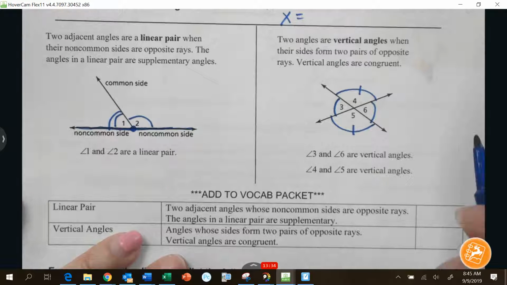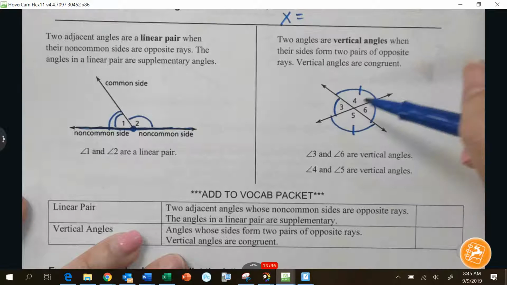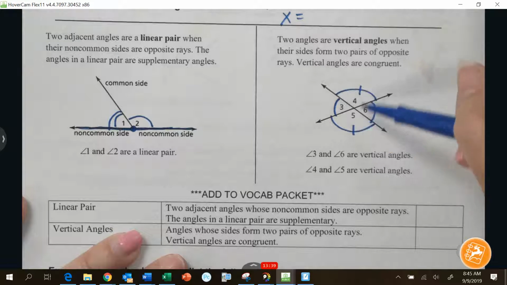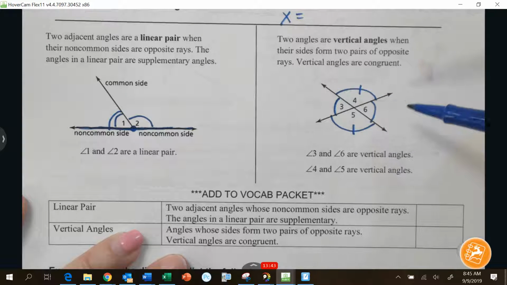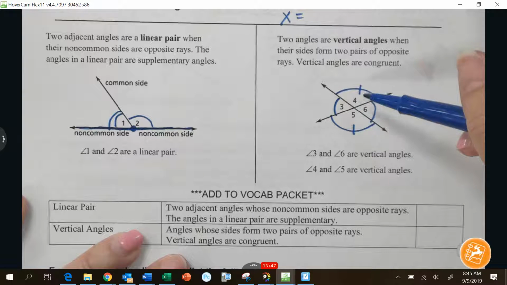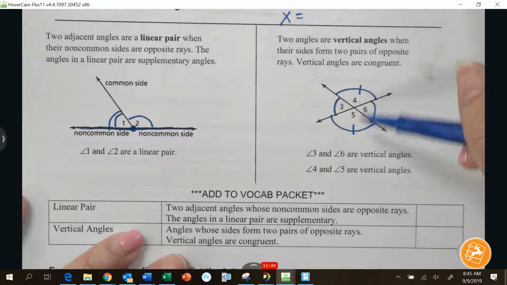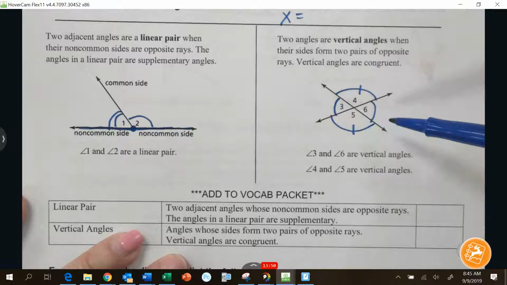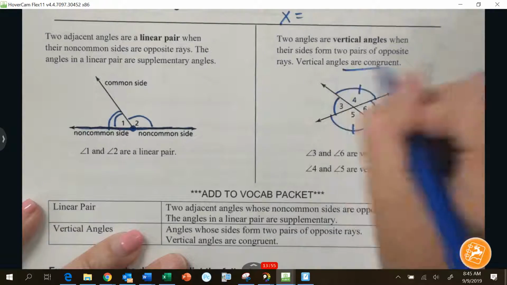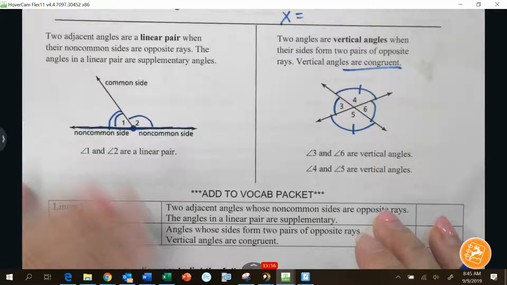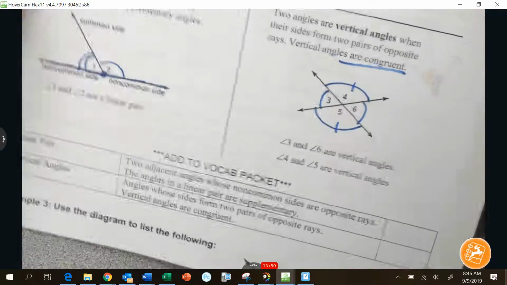Now, something really special about vertical angles is if they are across from each other, if they are opposite each other like this, they're vertical angles, they're also congruent. So when I marked these, I marked them with congruent marks. See, 4 and 5 have the same congruent marks, and 3 and 6 do. So they are congruent. It says right here. And then you'll add those to your vocabulary packet.